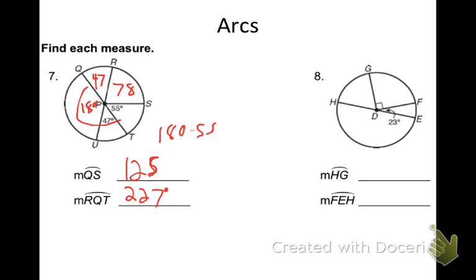Number 8, HG. I want to find HG. Well, what is HG going to be, Mr. Goldknapp? 67. How'd you find that? Hold on. I took 180 minus 113. Nice job, sir. 180 minus 113. Good work. And then what about FEH? What would FEH be? Let's go with K. What do you say? 203. How'd you get that? I added 180 and 23. Nice job. Add those up and you get 203. Good work.